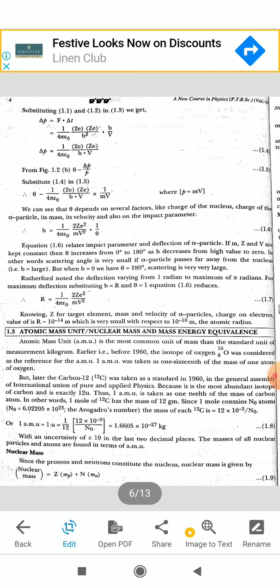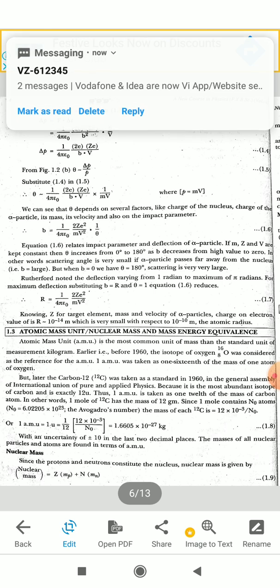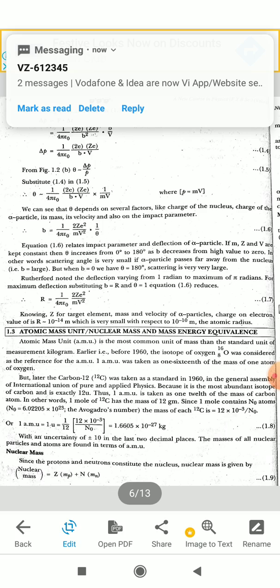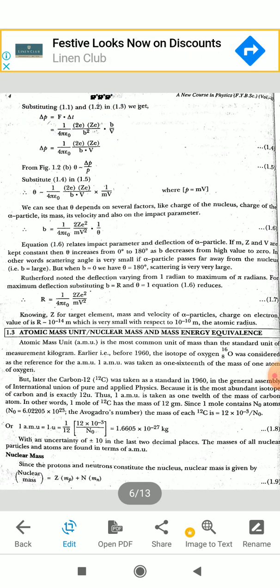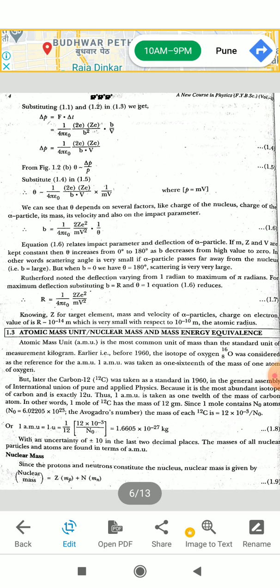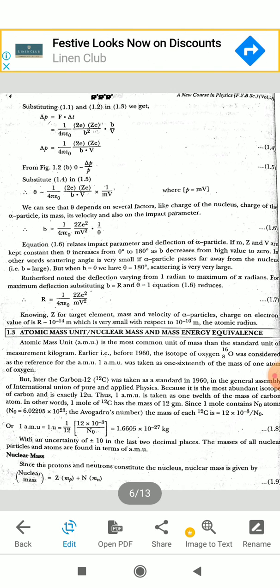If theta is 180, b equals 0. For theta, b equals r, that is the radius, then cos theta equals 0 and the equation becomes radius r equals 1 upon 4 pi epsilon naught into 2 Ze square upon m v square.